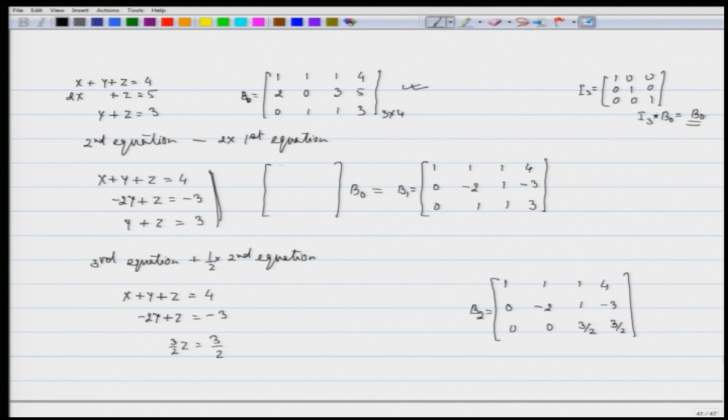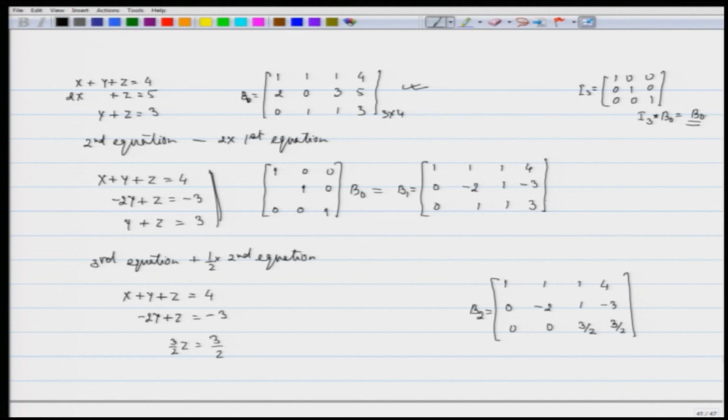So since the first row is the same, I just write 1 0 0 times B0, because 1 0 0 times B0 will give me the first row. I also see that the third row of B1 and B0 is also the same. Since they are the same, I can just write 0 0 1, nothing to be done. We have replaced the second equation. So if I just write here 1 and 0, it means that it is 1 times the second row and 0 times the third row.